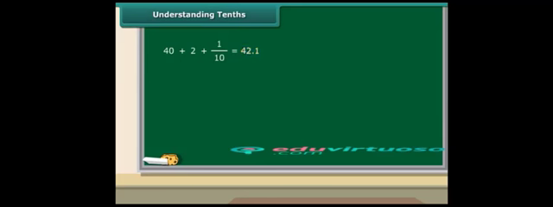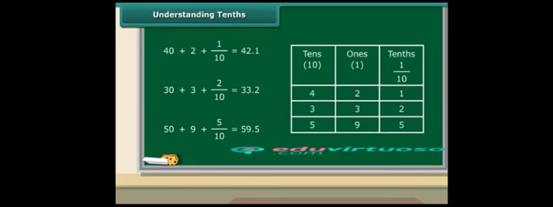Consider another example. 30 plus 3 plus 2 tenths will be 33.2. 50 plus 9 plus 5 tenths will be 59.5. Let us read these numbers from the table. 4 tens and 2 ones and 1/10 make 42.1. 3 tens and 3 ones and 2 tenths make 33.2. Similarly, 5 tens and 9 ones and 5 tenths make 59.5.